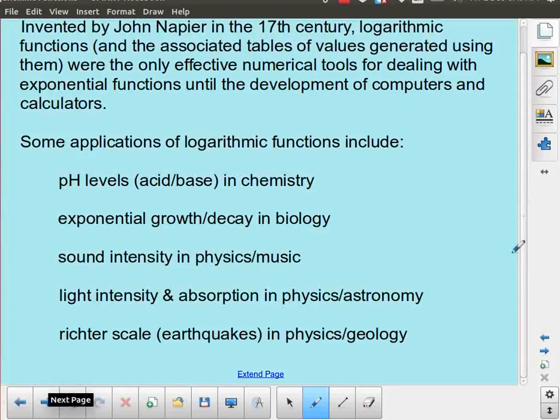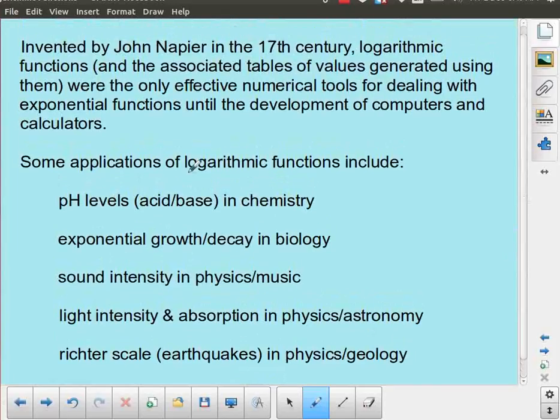Now, a little bit of history, but I'm not going to spend much time on this. So the person who gets credit for logarithmic functions, John Napier, this occurred in the 17th century. And just as I said, guess and check, while it's a valid method, is not a particularly efficient method. John Napier essentially was thinking through the fact that there were a number of problems that were coming up that had no effective numerical tools to deal with them. And in particular, it was exponential functions. And so he came up with this logarithmic function.